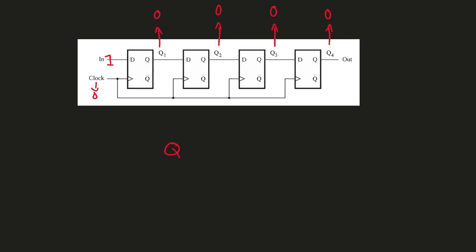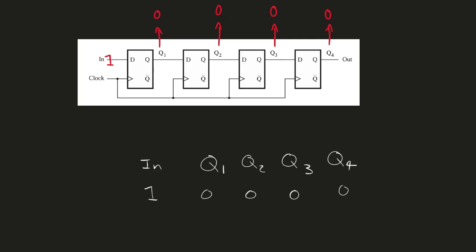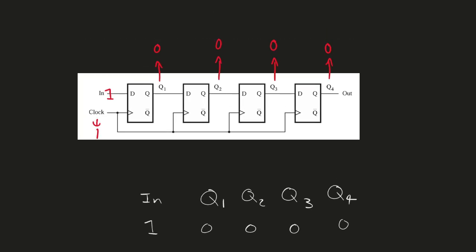Here, I'll set up Q1. Okay, let me change colors. Q1, Q2, Q3, and Q4. They're all 0. And my input right now is 1. Okay, the second I set clock to be 1, pretty much what's going to happen is this 0 is going to be transferred into here.